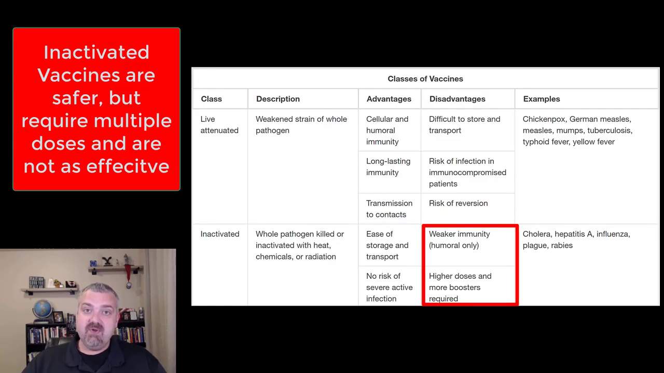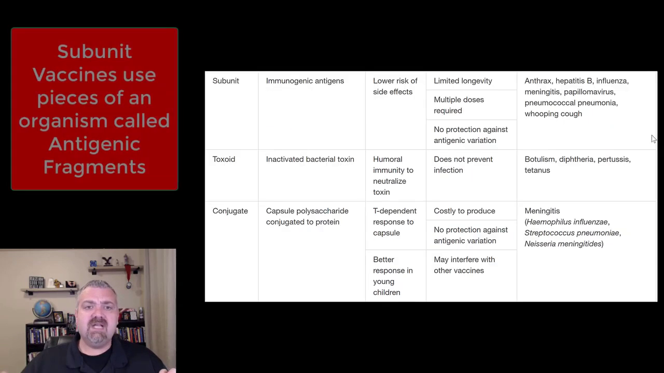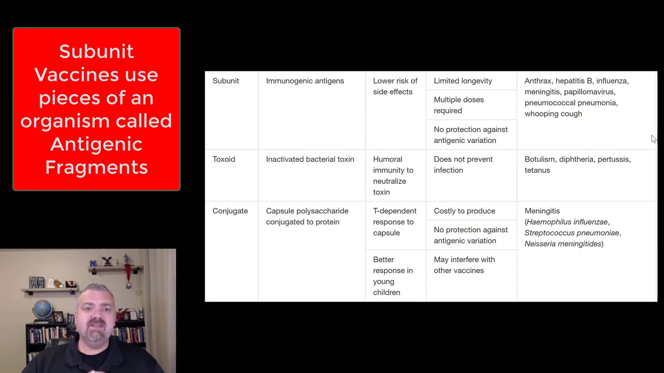You're not going to get as good of immunity, but it is much safer, and people that are immunocompromised can take them. So that's your live attenuated vaccines versus your inactivated vaccines. Next ones we won't spend near as much time on. So here you see the subunit vaccines, the toxoid vaccines, and the conjugate vaccines, all very important.